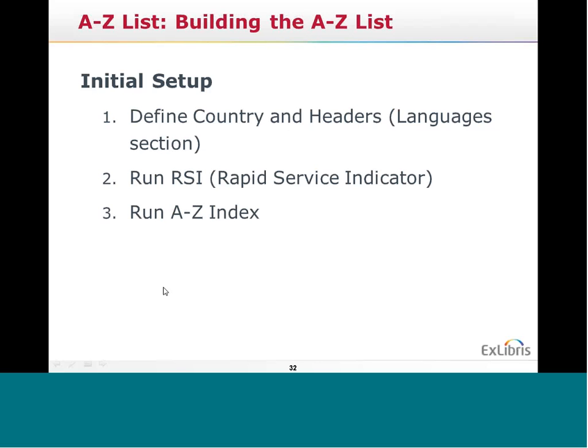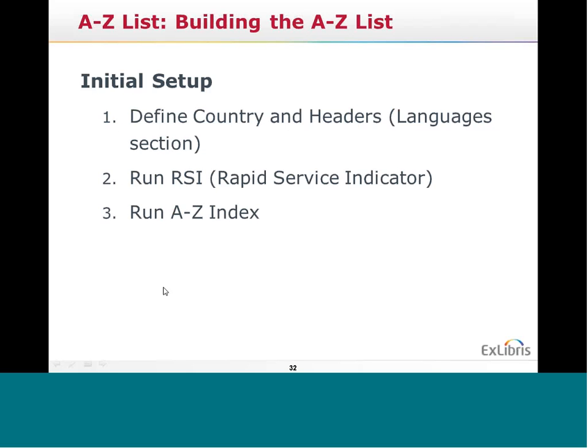Next, you'll need to get on the server to run two different jobs, the RSI, or Rapid Service Indicator job, and also the A to Z list index job. RSI is used by other applications such as Primo and MetaLib, and it offers an interface for querying the SFX knowledge base for the availability of specific journals and ebooks identified by their ISBN and ISSN and so on.